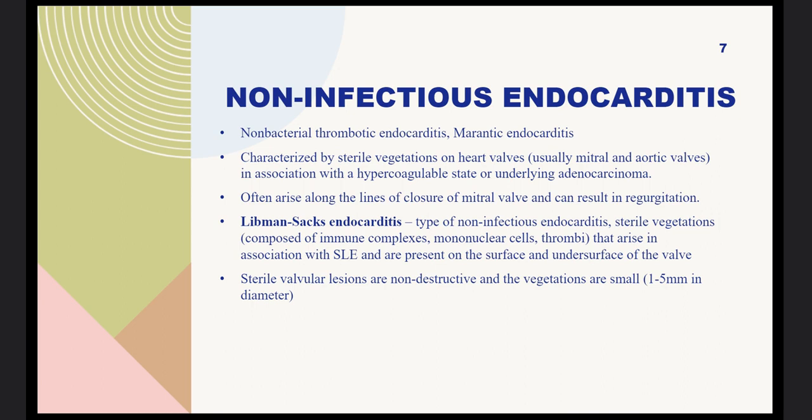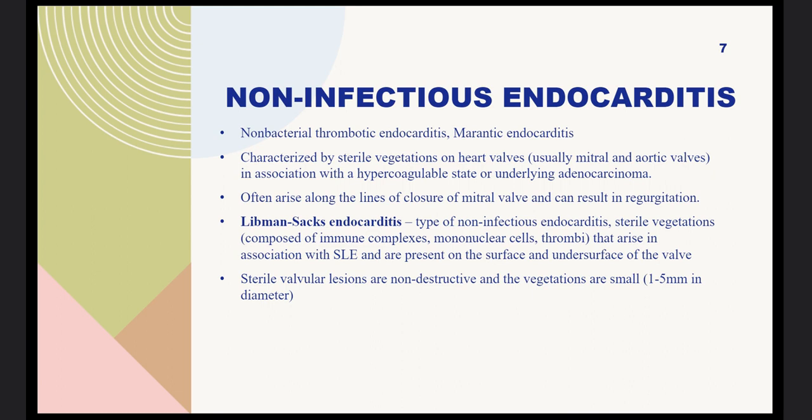The last part is about non-infectious endocarditis. It's also known as non-bacterial thrombotic endocarditis or marantic endocarditis. It is characterized by sterile vegetations on the heart valves, and usually the mitral or the aortic valve is involved. And it arises in association with either a hypercoagulable state or some underlying adenocarcinoma. Again, these arise along the lines of closure. And if, for example, they involve the mitral valve, they can cause regurgitation.